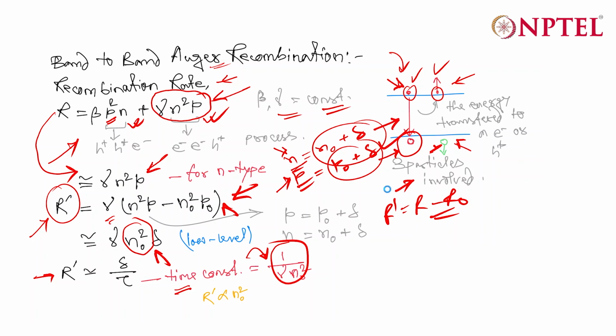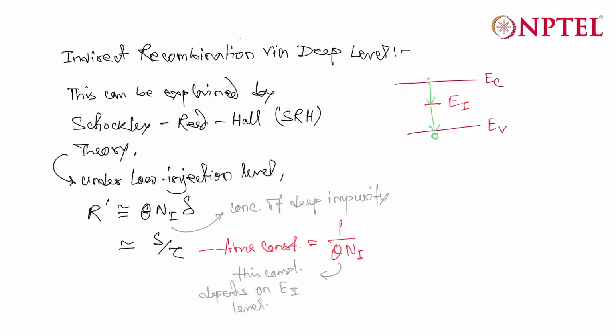Now we have indirect recombination via deep level that we already have seen for silicon. So in this case, you have EC, then you have EV, and you have an intermediate level EI, right? So the recombination takes place via this intermediate level, and this particular process can be explained by the Shockley-Read-Hall theory. I am not going into details of that particular theory.